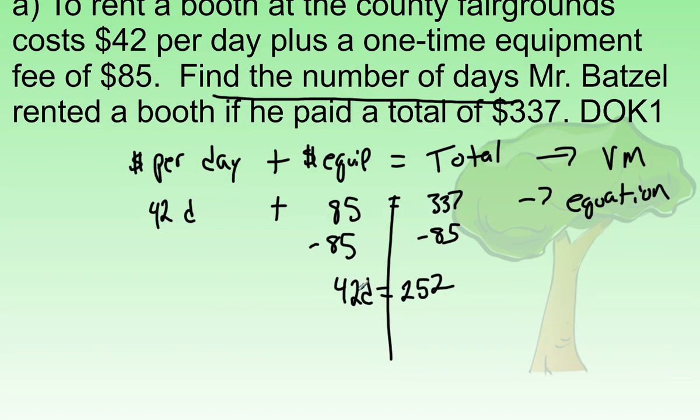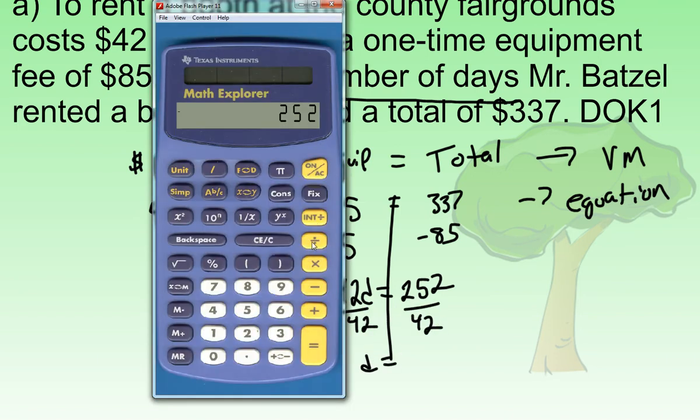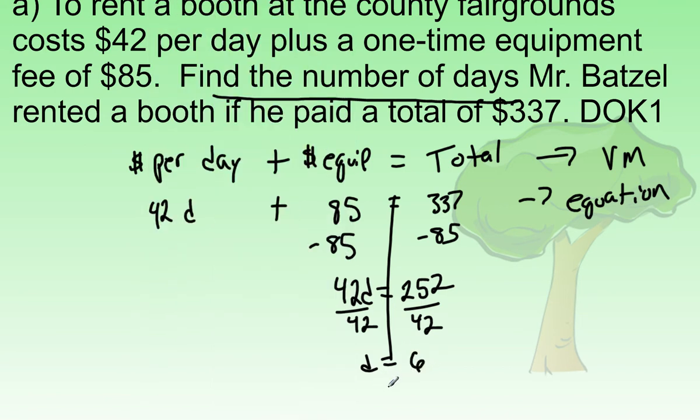And then, since this is a multiply, we divide by 42 on each side. And we get 252 divided by 42 equals 6. So the number of days would be 6. 6 days times $42 a day plus the one-time equipment fee of $85 would give you a total of $337. So that's exactly the number of days Mr. Batzel rented the booth if he paid $337.